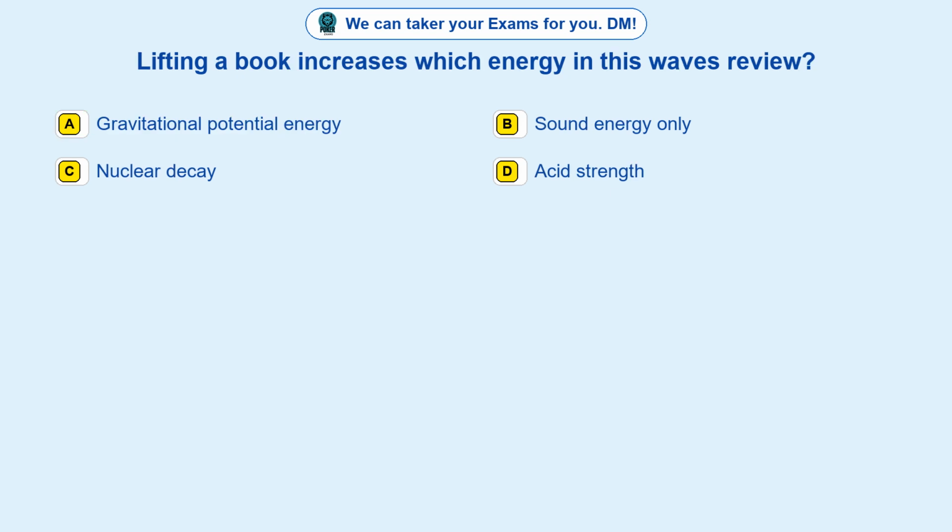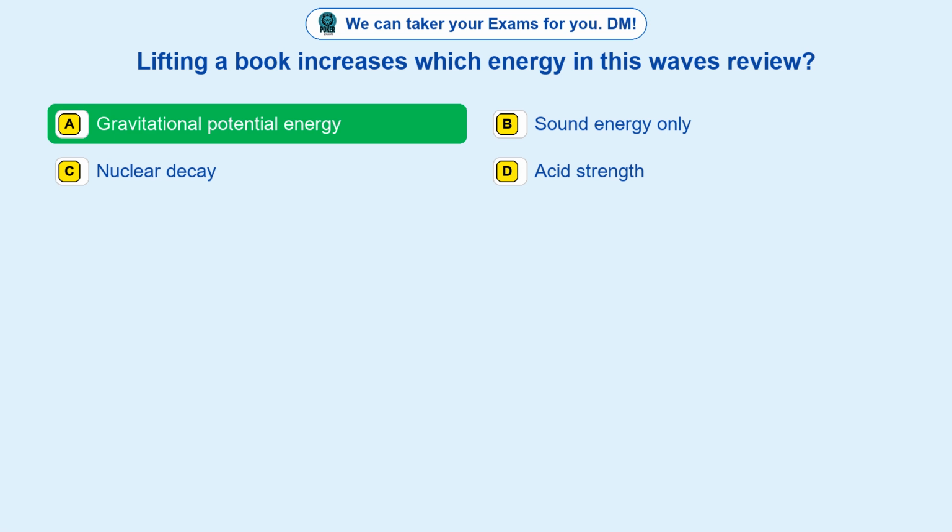Question 61. Lifting a book increases which energy in this waves review? Option A, gravitational potential energy. Option B, sound energy only. Option C, nuclear decay. Option D, acid strength. The correct answer is option A.